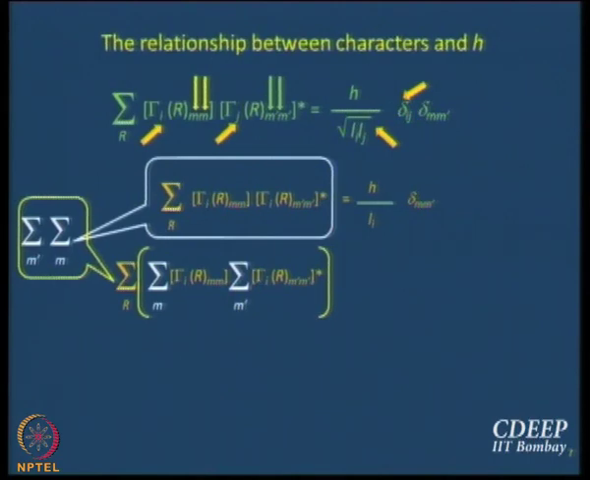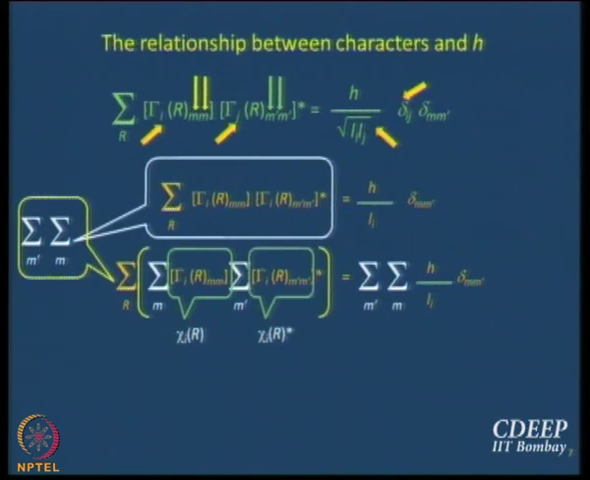Okay. Now what is this first thing? Gamma IR. We have ensured that it is the character, right? But before that, the right hand side also has to be summed over m and m dash. Fine. So this is the character, right? What is the second one? That is also the character. It's just the complex conjugate of the character. Fine. What is the right hand side now?